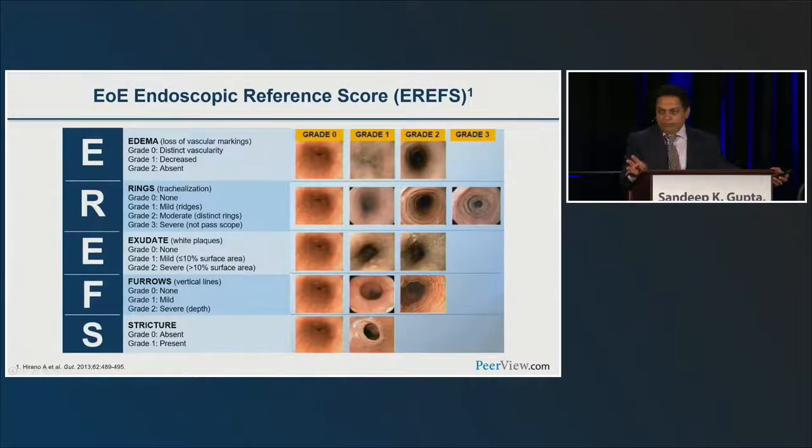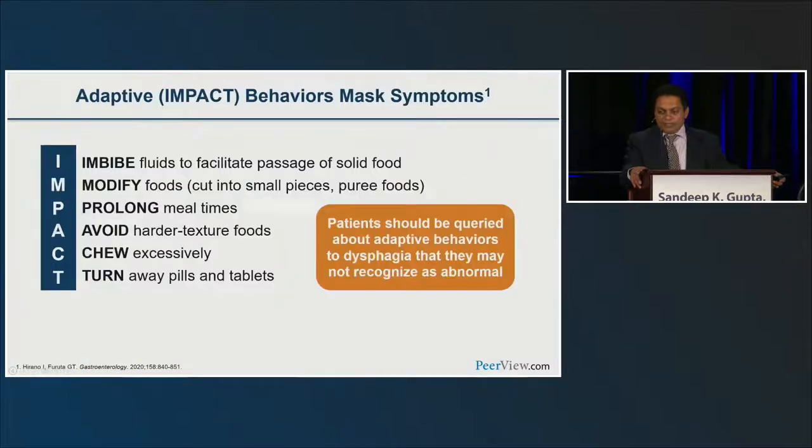I'm sure most people in the room are familiar with EREFS, the endoscopic scoring system for eosinophilic esophagitis that consists of edema, rings, exudate, furrows, and strictures. Another acronym to take from this may be IMPACT. So that will help you do the history of the patient in terms of compensatory behavior.